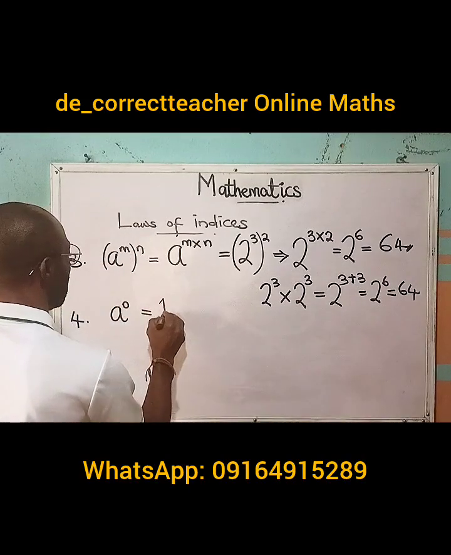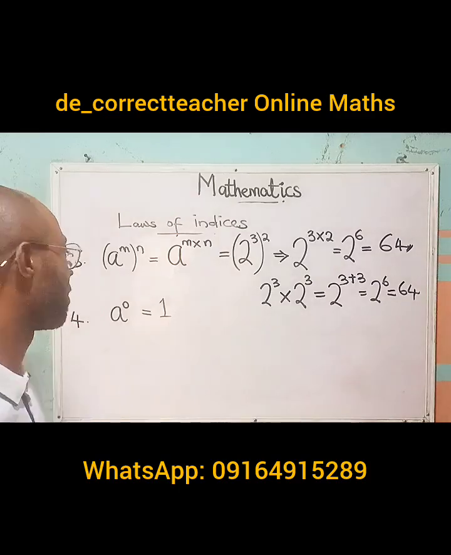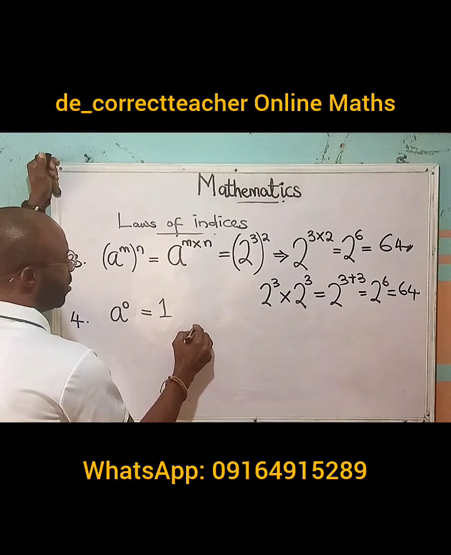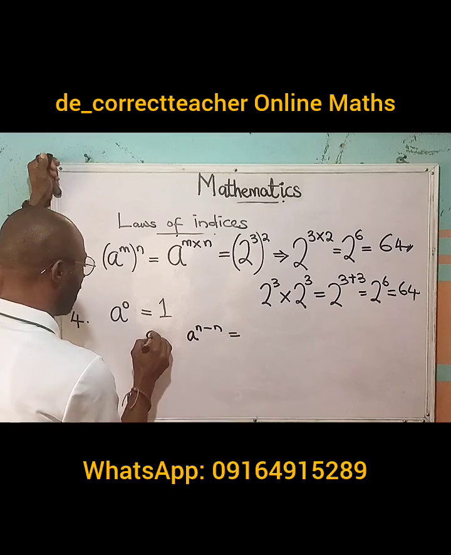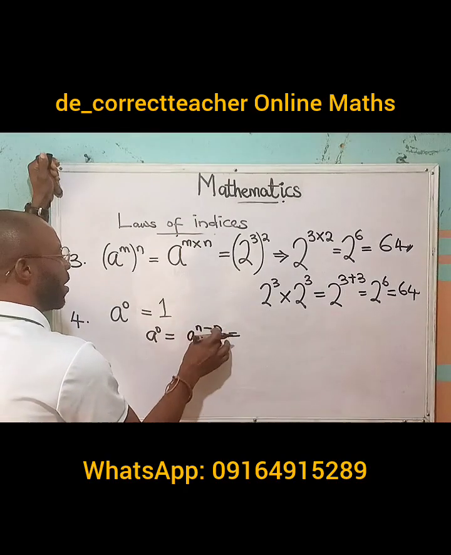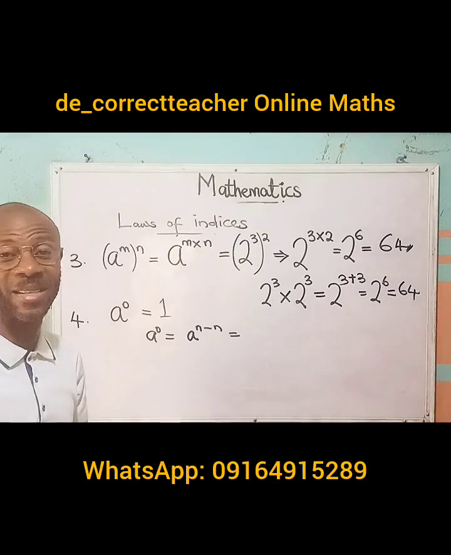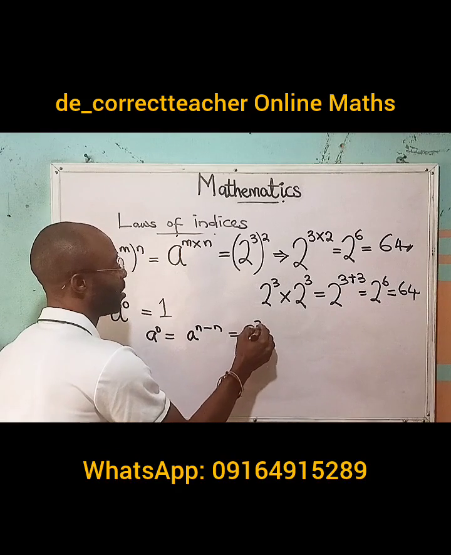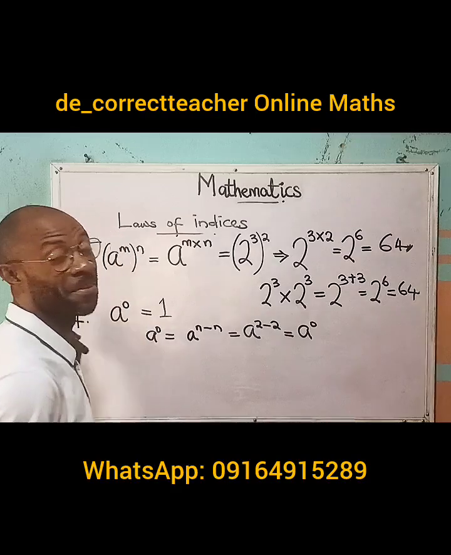Now, what this means is that if, for example, I have A raised to the power of N minus N, remember, A raised to the power of 0 can also mean this. Because if you subtract these 2, N minus N is 0. Any number subtracting by itself will give us 0. If I change this to a number, let's say 2 minus 2, it's 0. To give me A to the power of 0.